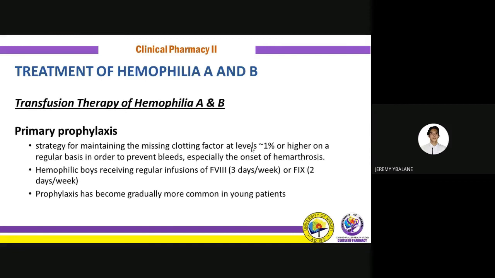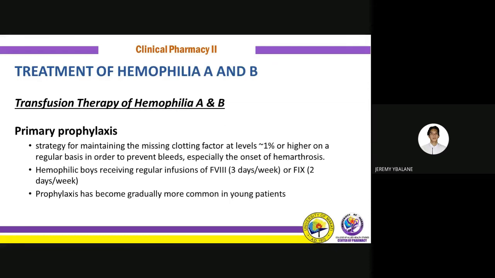Next slide, please. For the transfusion therapy in hemophilia, meron tayong primary prophylaxis. It is defined as a strategy for maintaining the missing clotting factor levels at 1% or higher on a regular basis in order to prevent bleeds, especially in onset hemarthrosis. Diba sabi kanina, hemarthrosis is articular bleeding, active bleeding sa joint.